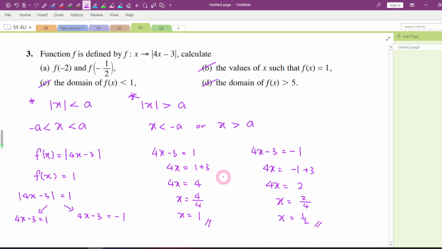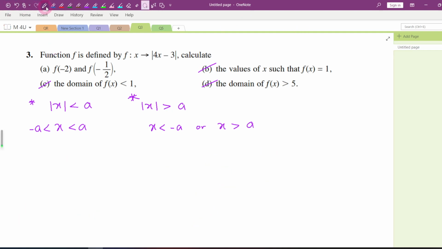So how about C? Okay, now let's look at part C. The domain means the range of x. So f of x is less than 1. So you need to remember this too. F of x is modulus 4x minus 3 is less than 1. According to these rules which I showed just now, it will be 4x minus 3 is greater than negative 1 but less than 1.